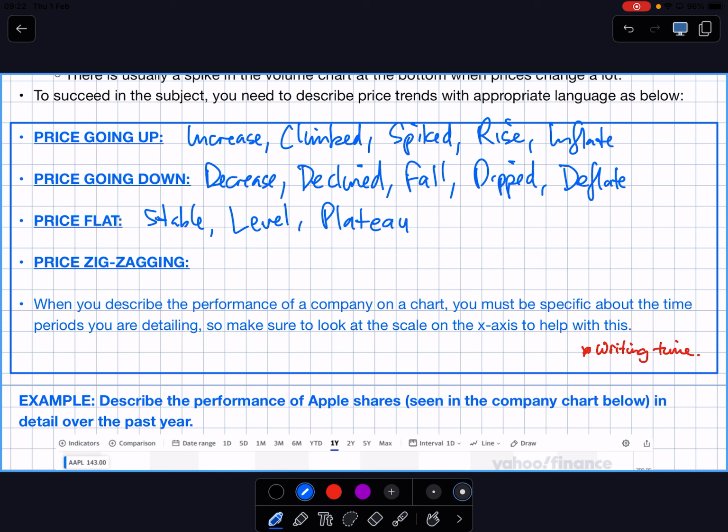P-L-A-T. Is that correct? Can someone check it? Is it? Yeah. Okay, thank you. I trust your judgment. Anything else? Anything for flat? Yes! If you don't use that in your DI, I'll be very disappointed. Anything else?